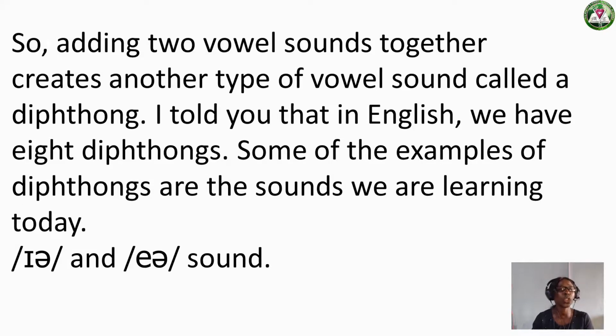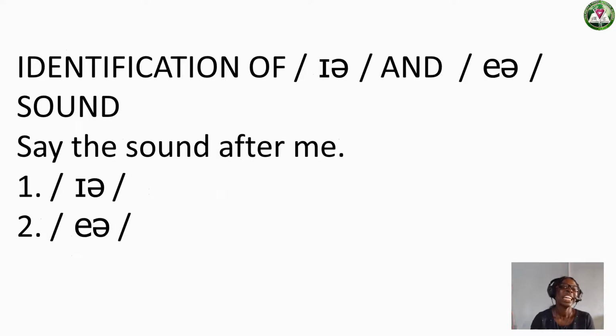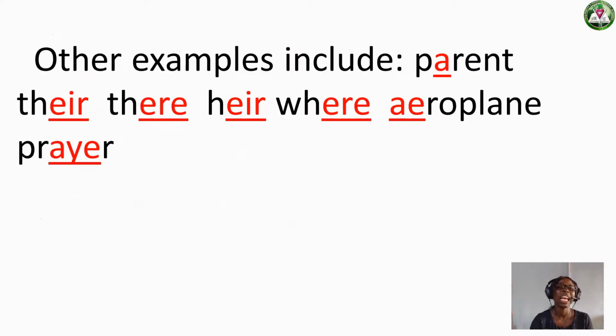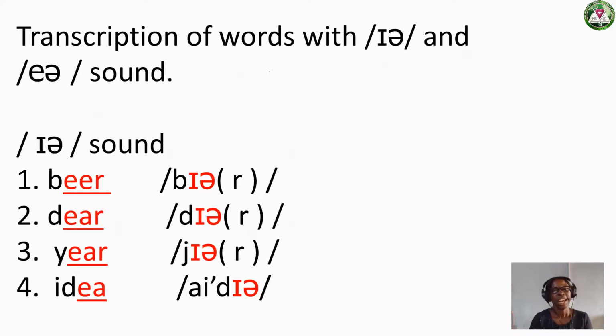So when you add two vowel sounds together, it creates another type of vowel sound called a diphthong. I told you that in English, we have 8 diphthongs. Some of the examples of diphthongs are the sounds we are talking about today, that is ear and air sounds. Now, I would like us to learn how to transcribe words with ear and air sound.